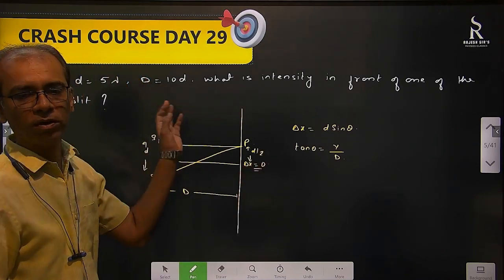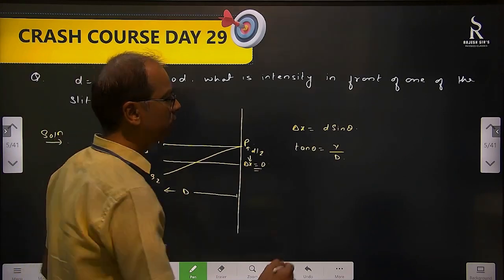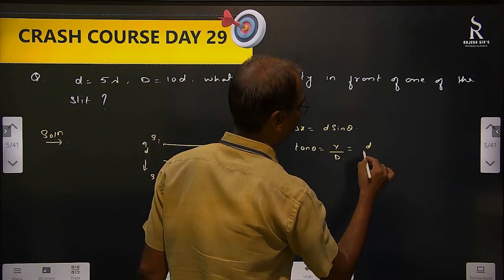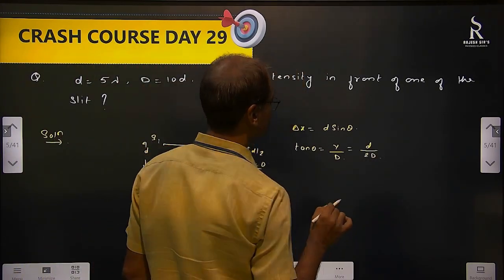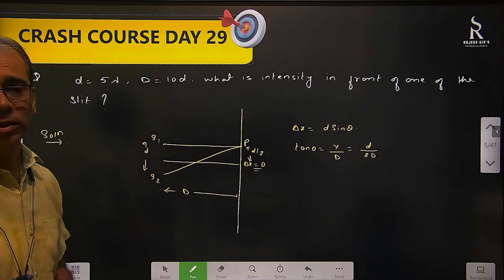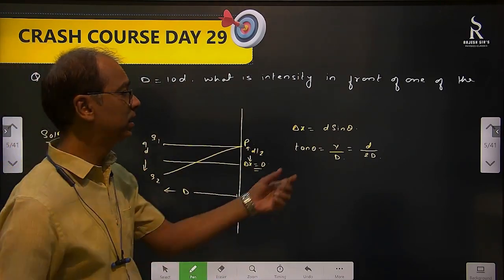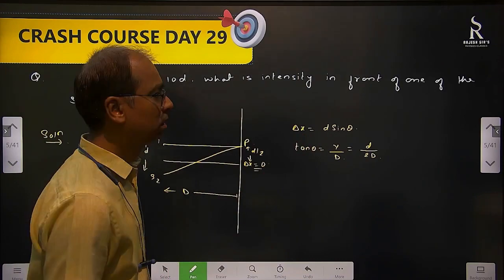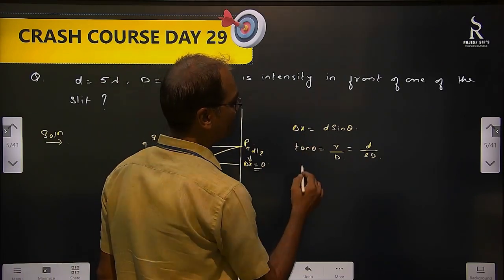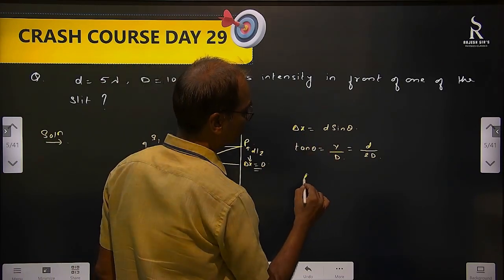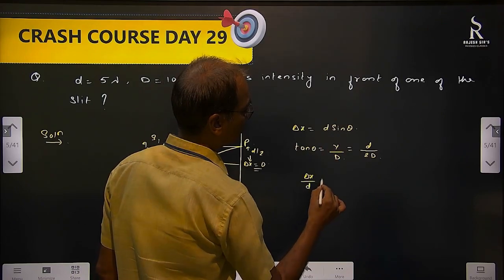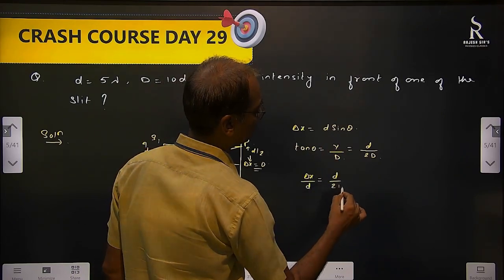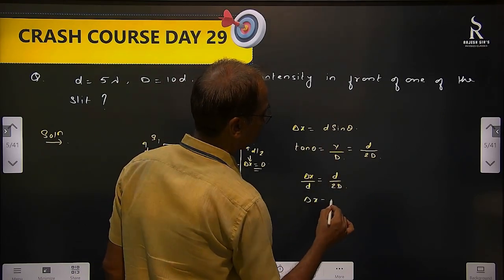He said it is in front of one of the slits, so y equals d by 2. That means this is D by 2d. Since we are doing Young's double slit experiment, sine theta and tan theta are equal. So in place of this I can write sine theta. Sine theta is delta x by D equal to d by 2D. So delta x value is coming d square by 2D.